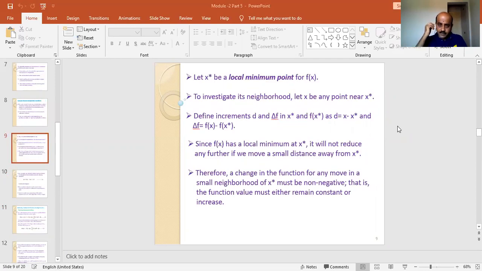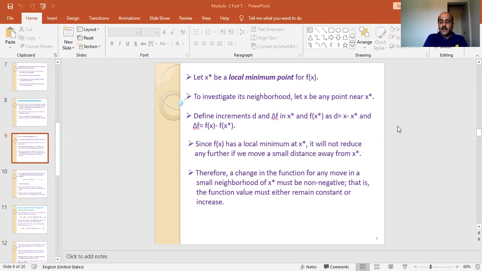So let us start with, let us take x star to be a local minimum point for f of x. To investigate its neighborhood, let x be any point near x star. Please understand very carefully. I will go slowly, not an issue, because these are mathematical statements, and you should be very careful while you are understanding this.